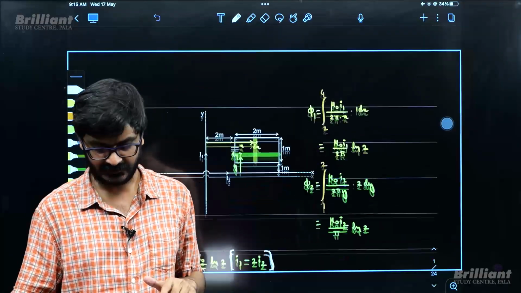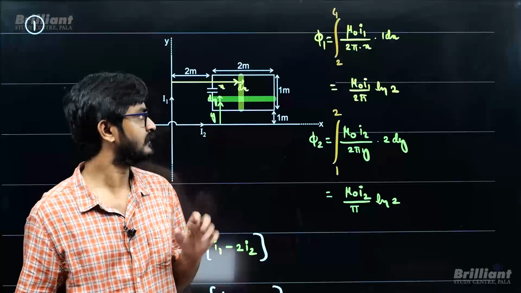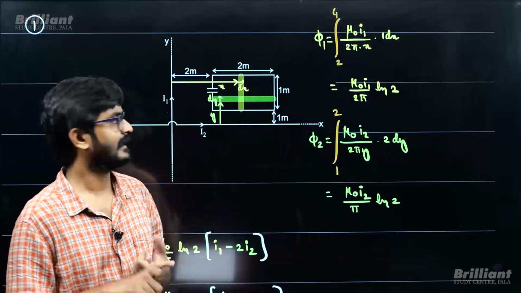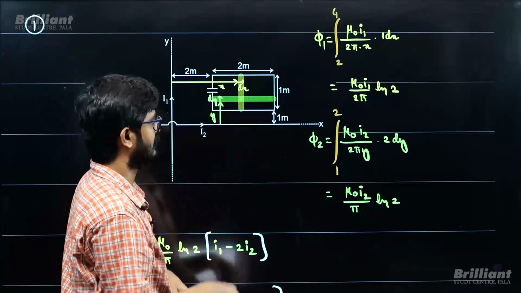So why will there be induced EMF in the first place? Because the currents are varying with time. So when the currents are varying with time, flux here will be varying with time. When there is a variable magnetic field, it will create an induced electric field which will be driving the current. So let us see.